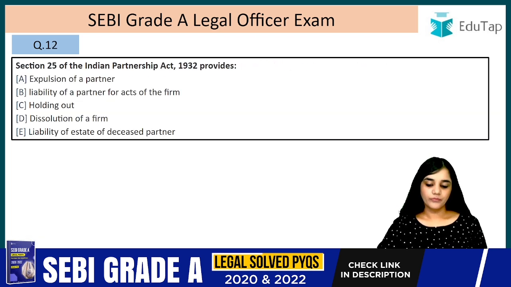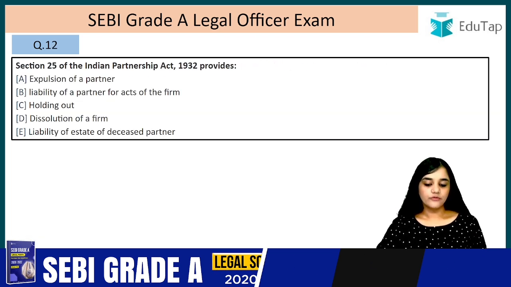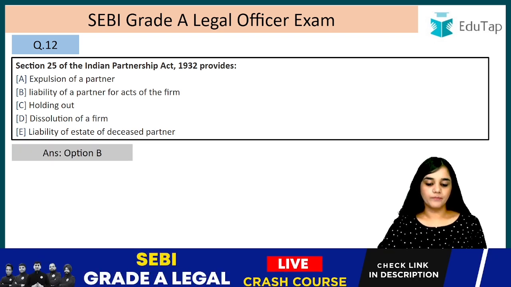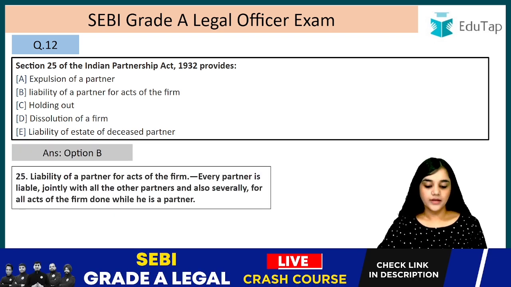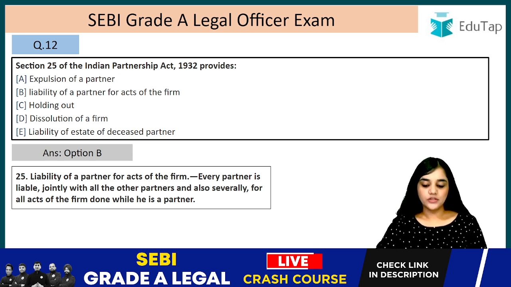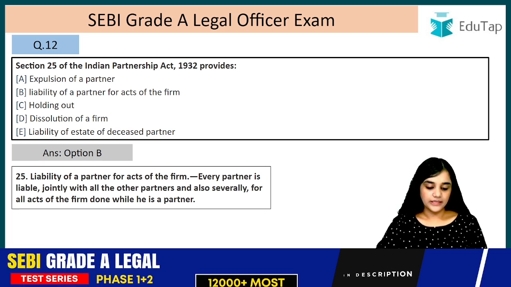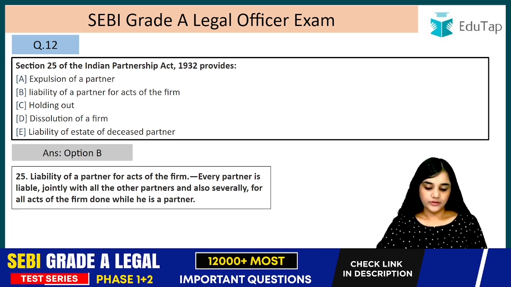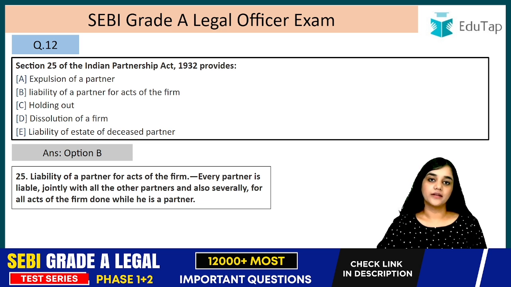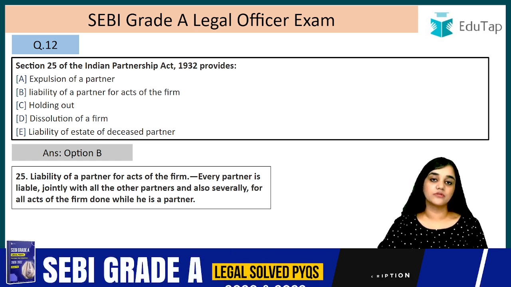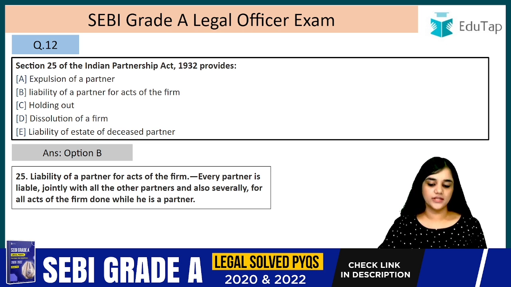Next question. Section 25 of the Indian Partnership Act provides liability of a partner for the acts of the firm. So every partner is liable jointly with all the other partners and also severally for all the acts of the firm done while he is a partner. While he is a partner, he is liable personally also and jointly also. So this is the concept of mutual agency.